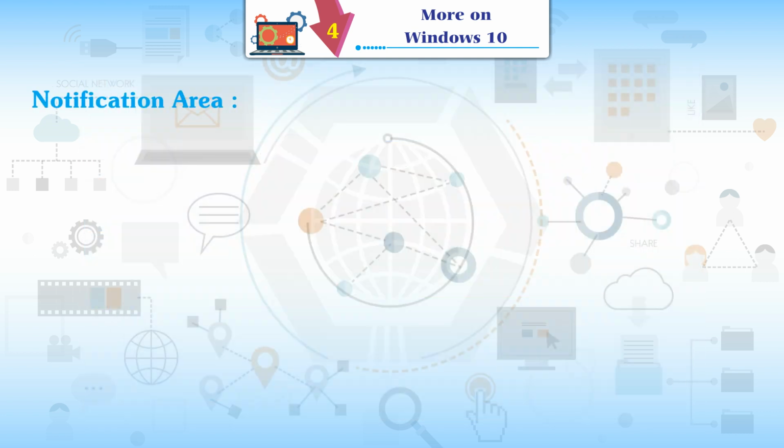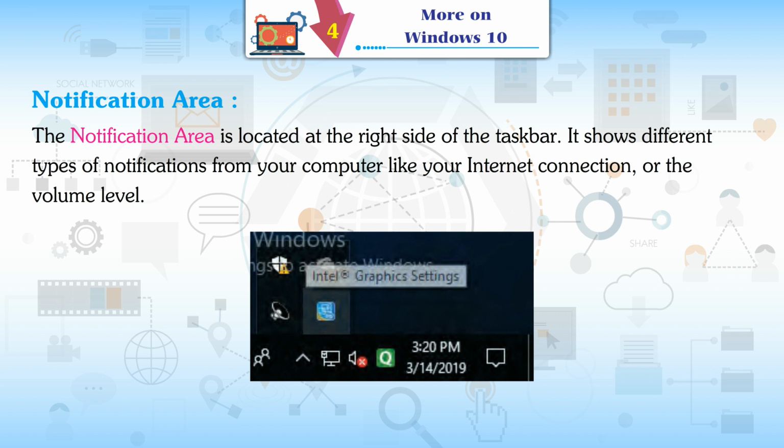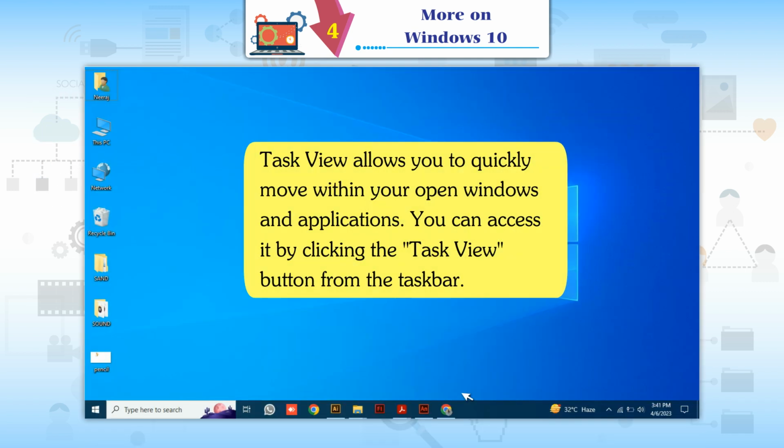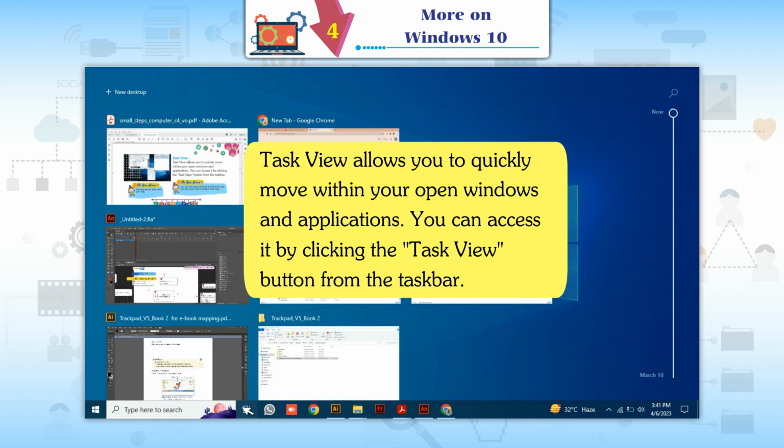Notification area. The notification area is located at the right side of the taskbar. It shows different types of notifications from your computer, like your internet connection or the volume level. Task View. Task View allows you to quickly move within your open windows and applications. You can access it by clicking the Task View button on the taskbar.